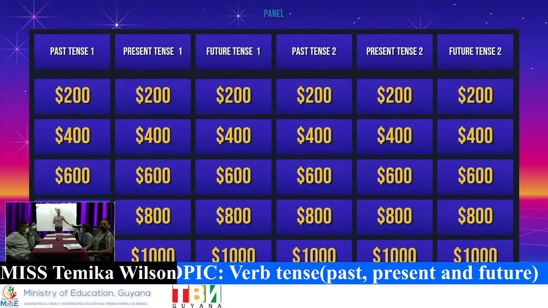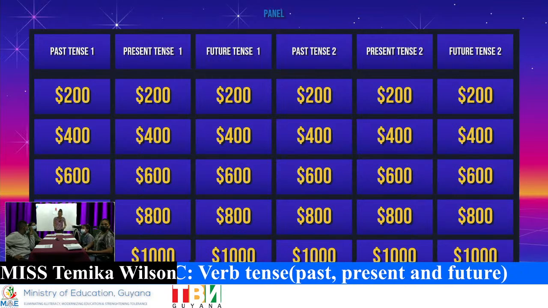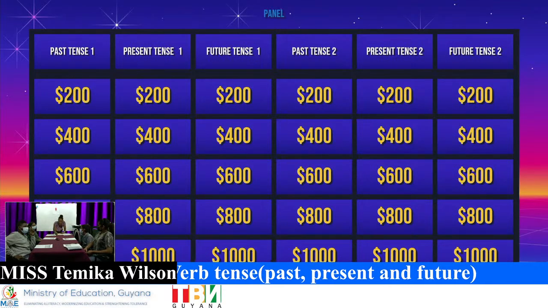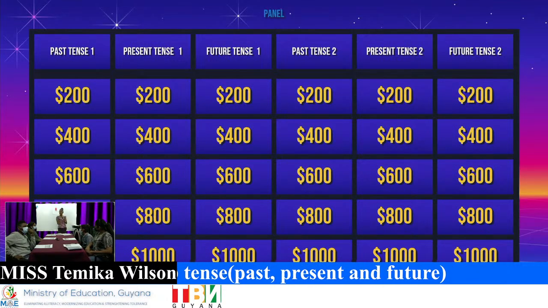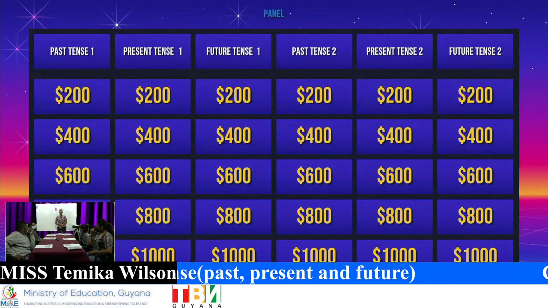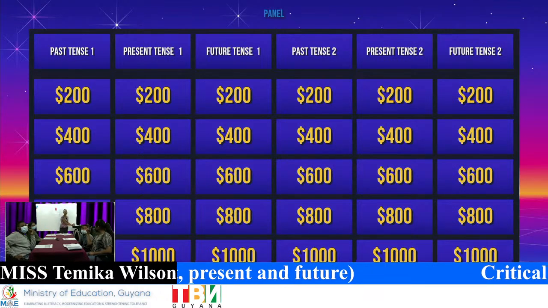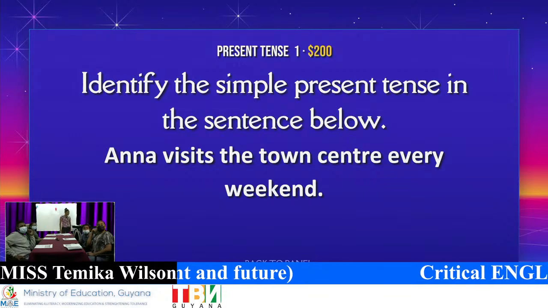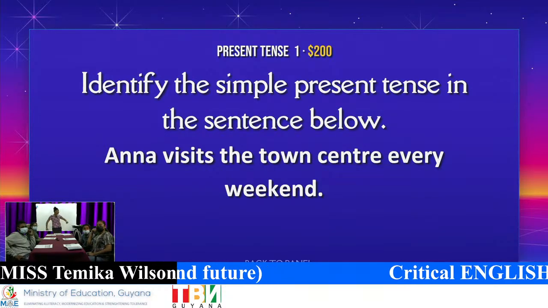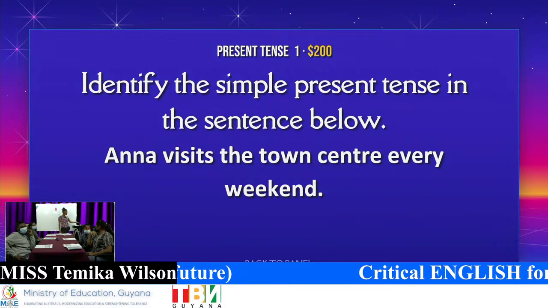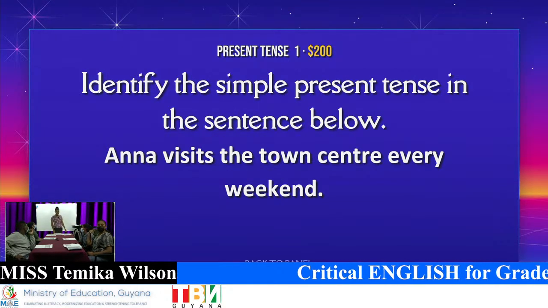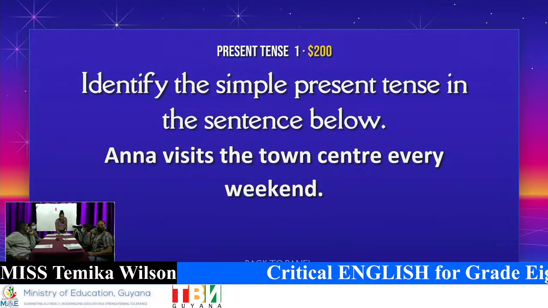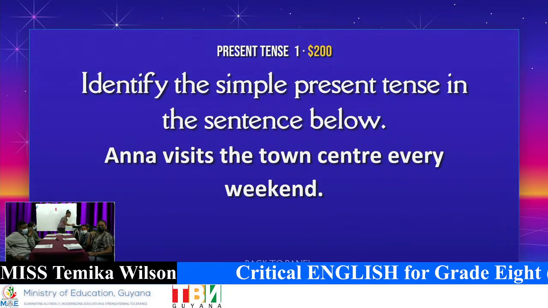So team 1, what are you going for? And I'm taking score. Yes, Akila and Shamar. Present 200. Identify the simple present tense in the sentence below. Anna visits the town center every weekend. Visits, correct, for 200.